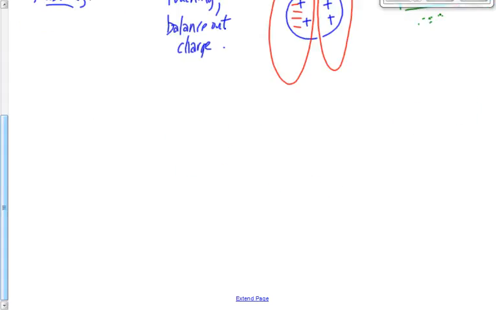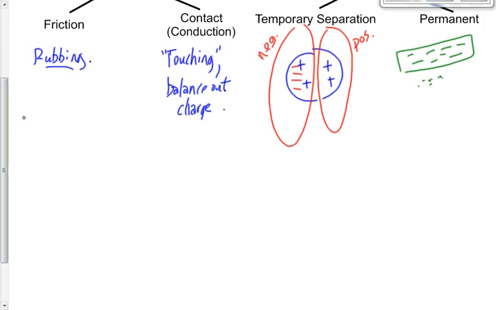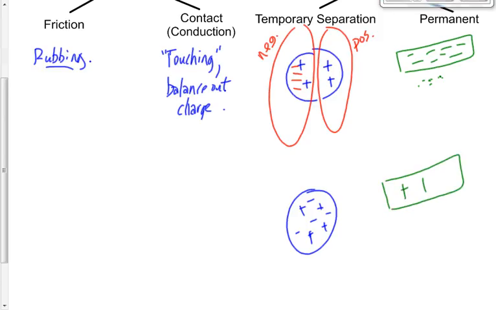Let's draw another picture, though, first. This time, let's draw an object that is neutral again, with 4 positives and 4 negatives. Beside that neutral object is, this time, a positively charged object. Whole bunch of protons, whole bunch of electrons as well, but more protons than electrons.